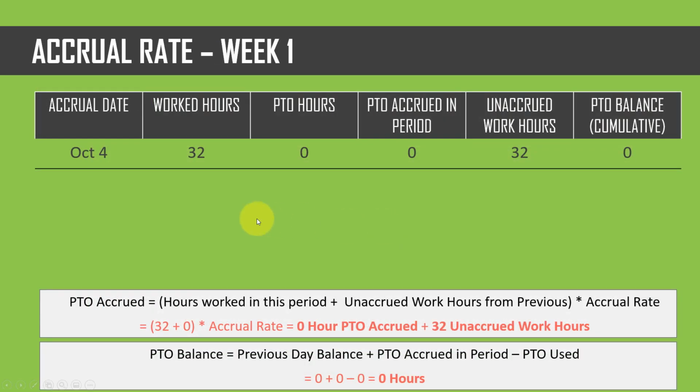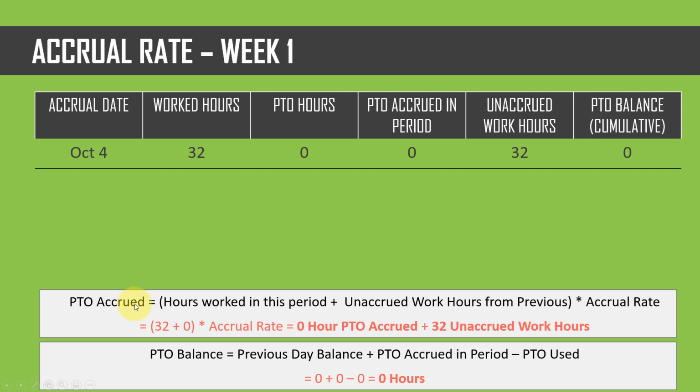Let's take the first week. Accrual date is October 4th. The employee has worked 32 hours during that week from October 1st to 4th, 8 hours a day. So 32 hours of work has been done. The employee has not taken any PTO. Now we calculate 3 things every period. The first one is how much new PTO the employee accrued in this period, and that's 0. And that's 0 because of this formula.